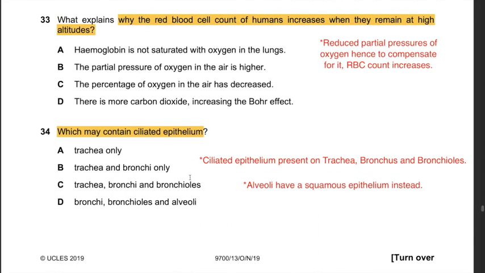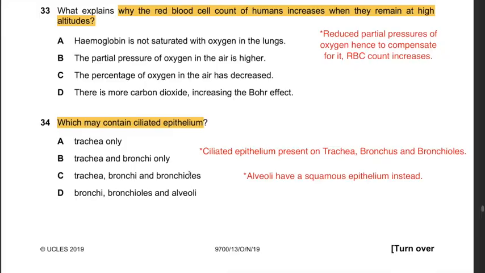Question 33. What explains why the red blood cell count of humans increases when they remain at high altitudes? Red blood cell count is mainly linked to the reduced partial pressures of oxygen at high altitudes. In order to compensate for the reduced partial pressure of oxygen, the red blood cell count will increase. If you go to the answers A, B, C and D, the best possible answer is C. The percentage of oxygen in the air has decreased. In other words, the partial pressure of oxygen has decreased.